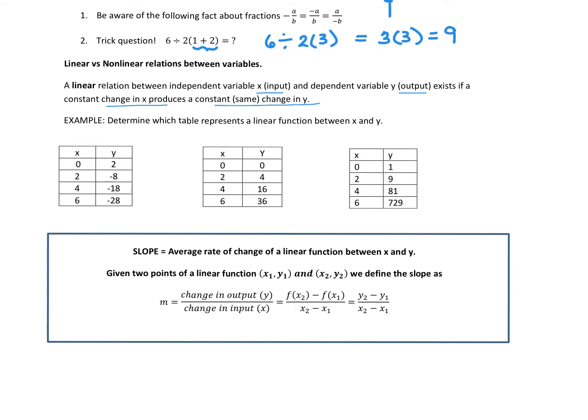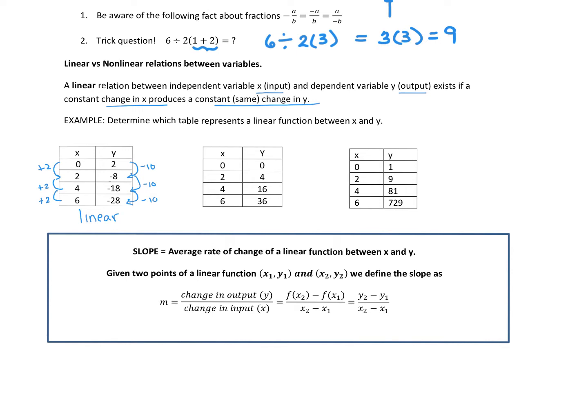So in this particular case, you'll notice that this is going up by 2, up by 2, and up by 2. And your y values, we're subtracting 10, we're subtracting 10, and we're subtracting 10. So that means that a change of 2 units in the x is a change of -10 units in the y, and they're always the same. So this one here is linear.